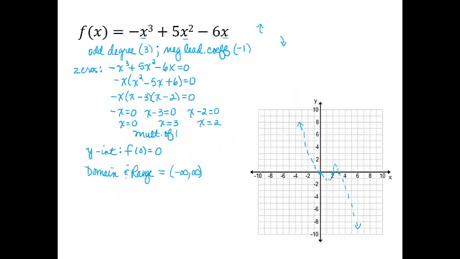Now if we wanted to get a more precise graph, just keep in mind that I can plug in values. Like if I wanted to plug in a 1, I could get a -1 plus 5 times 1, so -1 plus 5 is 4. Minus 6 would be a -2. So if I wanted to be a little bit more precise here, I would know the graph is going to be at (1, -2).